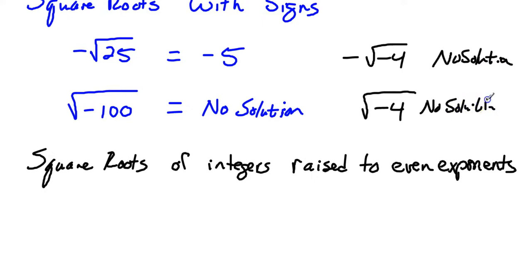Again, the difference between all three of these and this one is all three of these have negatives on the inside. This one doesn't. Okay, so this one's almost the same as the problems before it, but in this case, instead of just being a number, you've got a number squared.